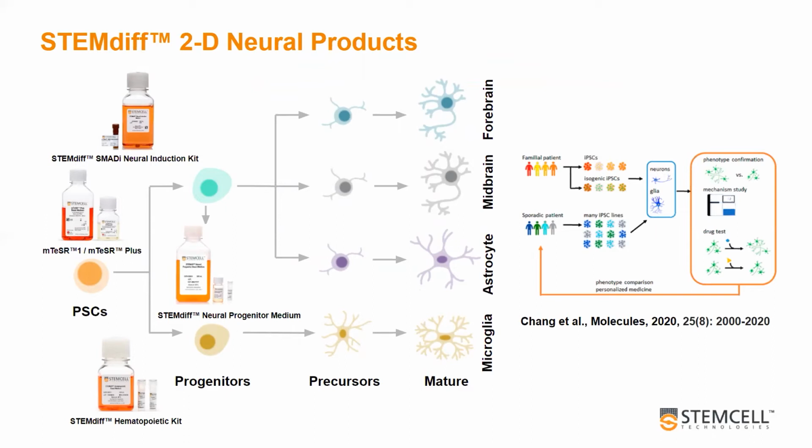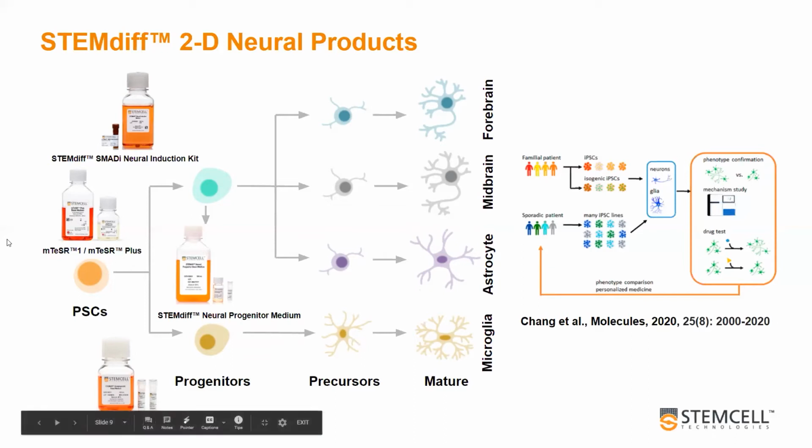Actually, at STEMCELL Technologies, we have both 2D and 3D differentiation products. Because we only have limited time today, I will focus on our STEMdiff 2D neural-related products. I will introduce 4 products today, including forebrain, midbrain, astrocyte, and microglia kits. Here is the diagram of our products.